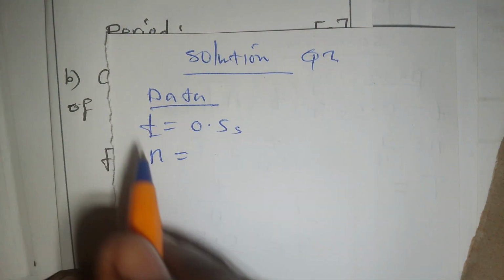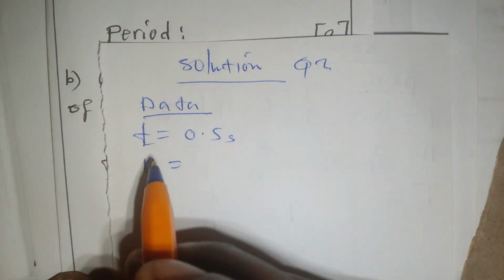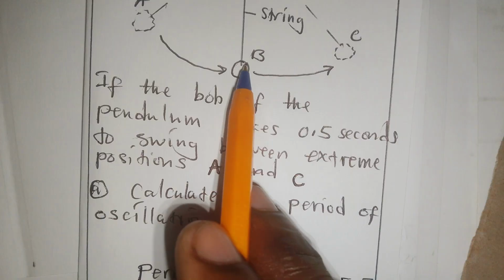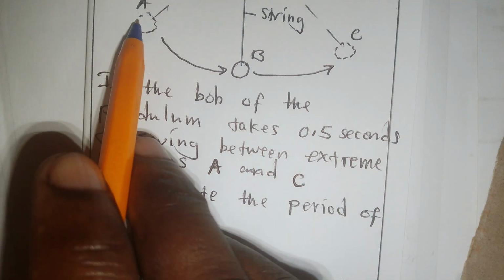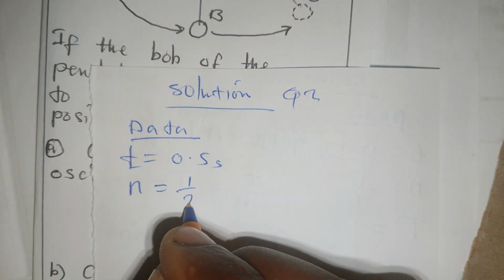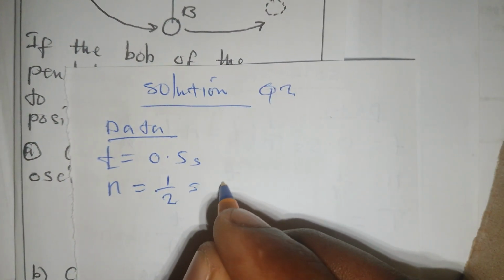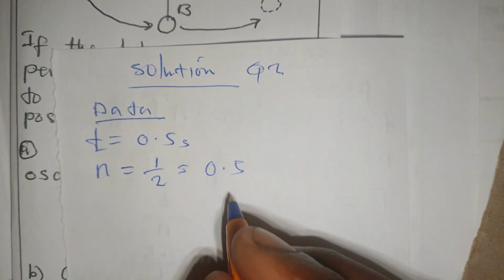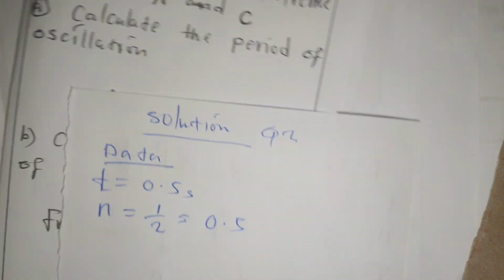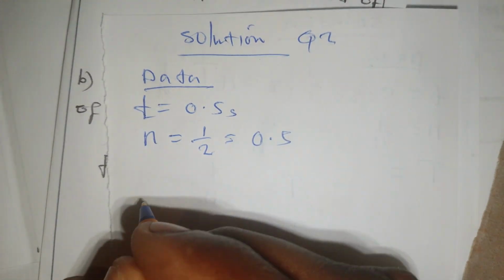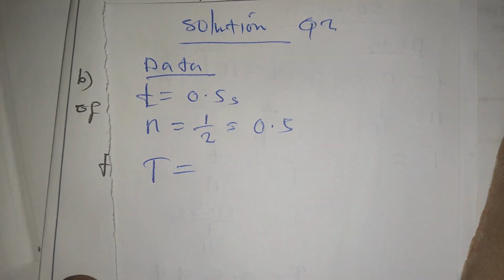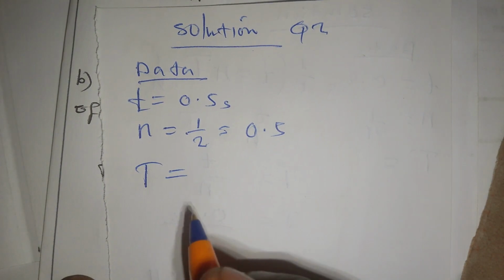So number of oscillation is from A to B, then from B to C, meaning from A to C is what? Half, 1 over 2, which is equal to 0.5. So 0.5 number of oscillations. Then you come to period, which is represented by the capital letter T.